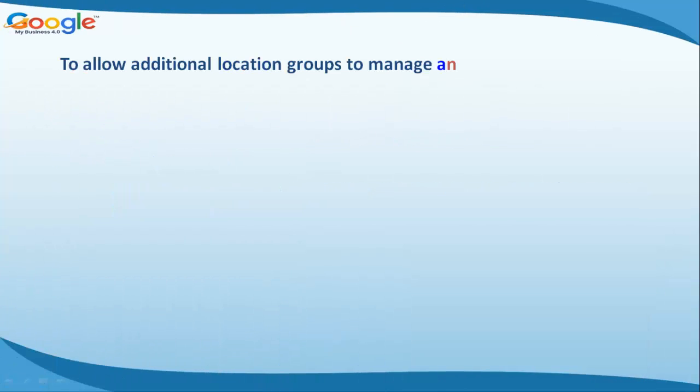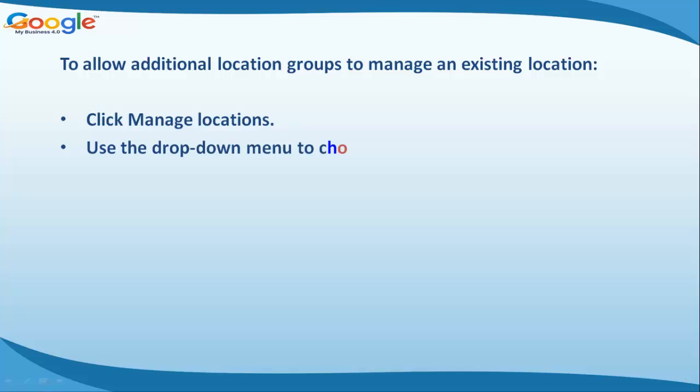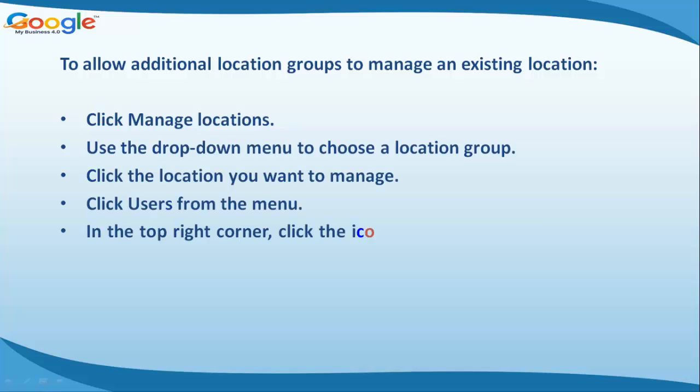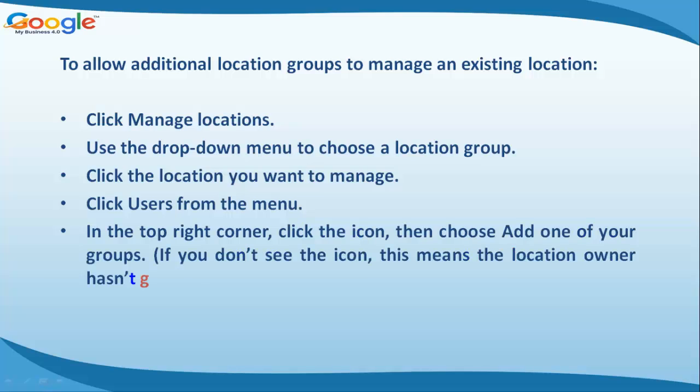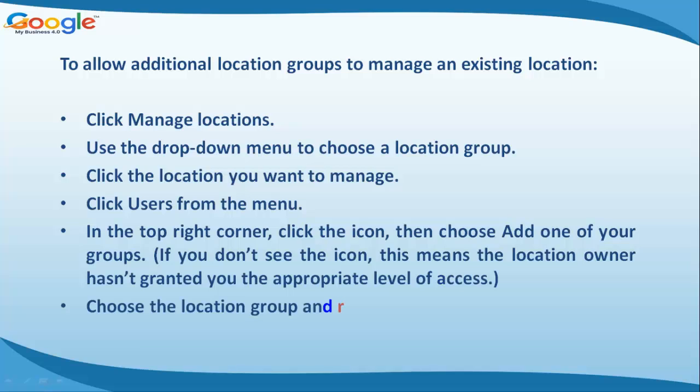To allow additional location groups to manage an existing location, click Manage Locations. Use the drop-down menu to choose a location group. Click the location you want to manage. Click Users from the menu. In the top right corner, click the icon, then choose Add one of your groups. If you don't see the icon, this means the location owner hasn't granted you the appropriate level of access. Choose the location group and role, then click Add.